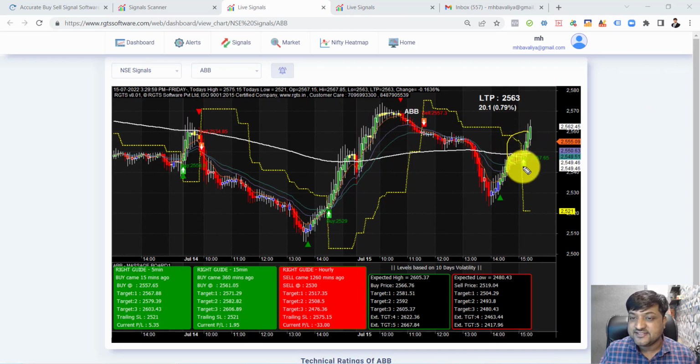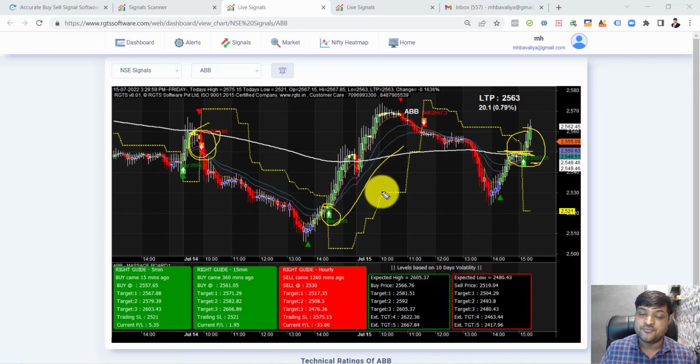Normally I'll consider these perfect buy signals, because at the 2557 buy entry, at that time the white line also crossed over here. So this type of signal runs very good in most cases. Okay, below, the sell signal also gives very good profit. That doesn't mean this signal doesn't give profits. This signal also gives profits.